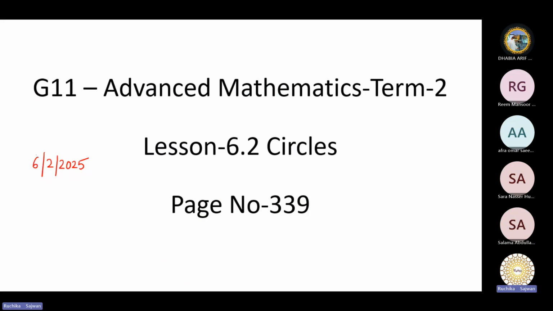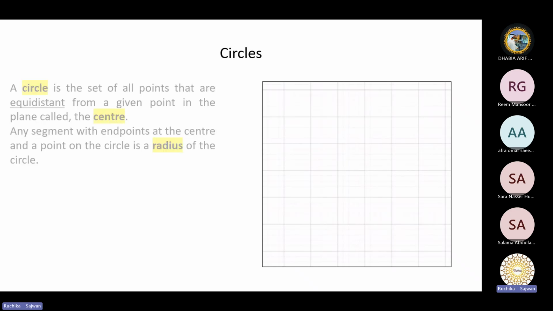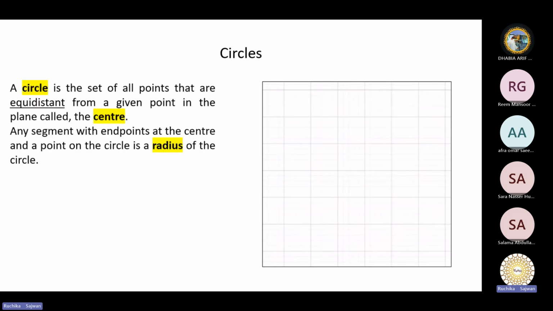Now today, you can use page 339 of your book for the same. Okay, so first we need to know and understand what is a circle. So look up here carefully. I will define the circle for you and then I will show you the video. So the circle is a set of all points that are equidistant.